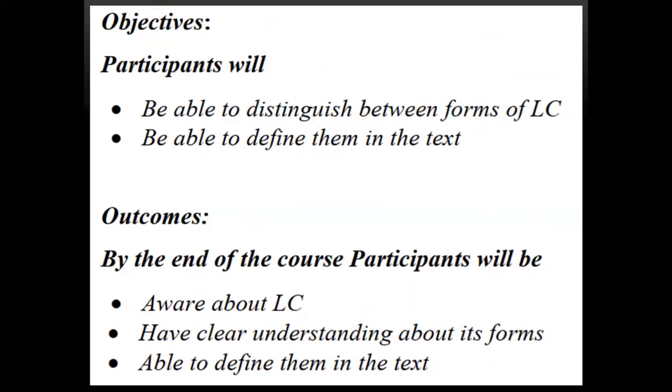Before starting the lesson, we are going to talk about the objectives and outcomes of this lesson. The students will be able to distinguish between forms of LC, which means lexical cohesion, and to define them in the text. By the end of the course, the students will be aware of LC, have a clear understanding of its forms, and be able to define them in the text.